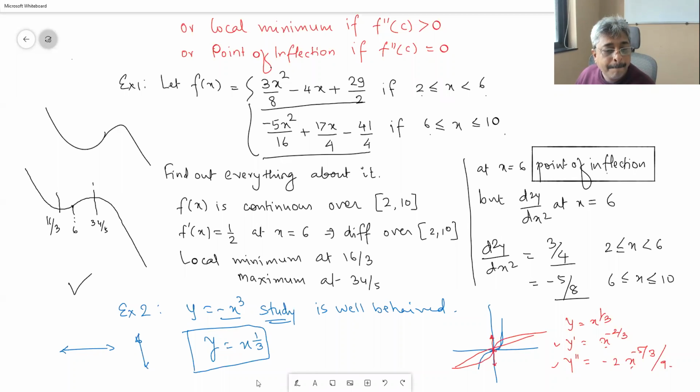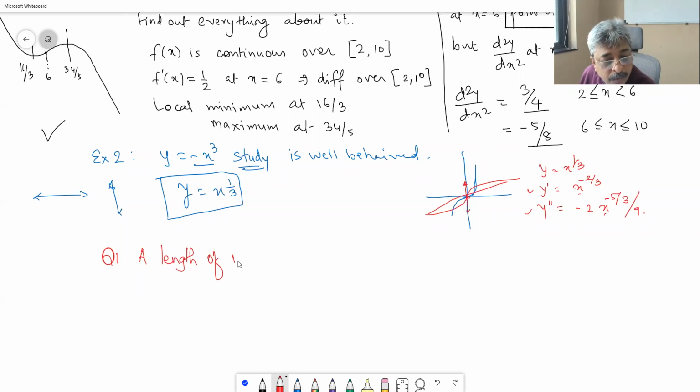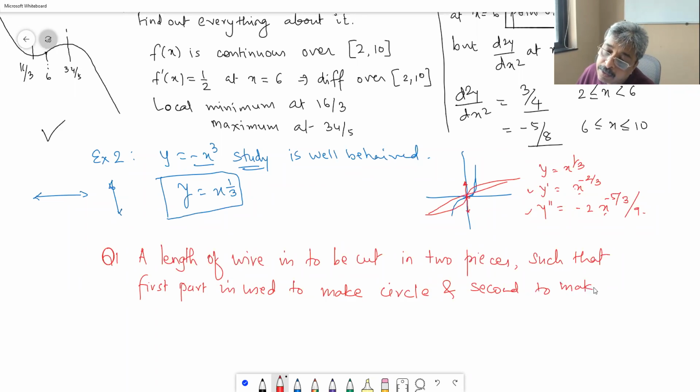Write down the problem. Question 1. A length of wire is to be cut in two pieces such that the first part is used to make a circle, and the second to make a square.